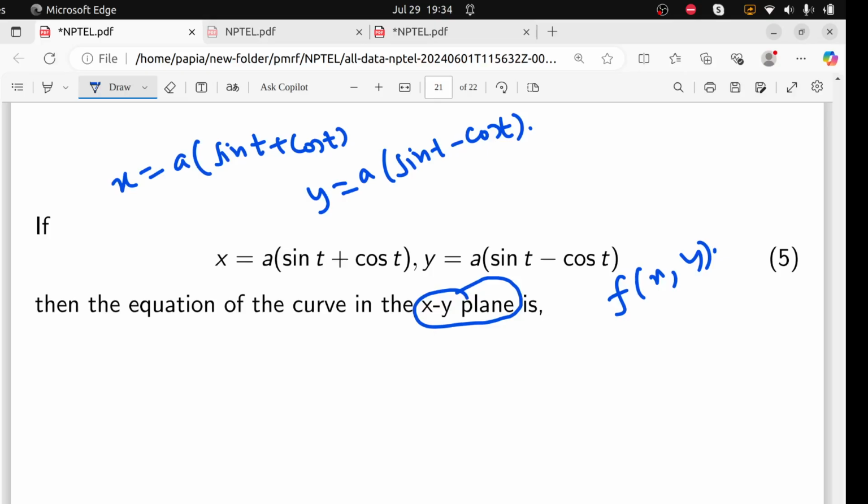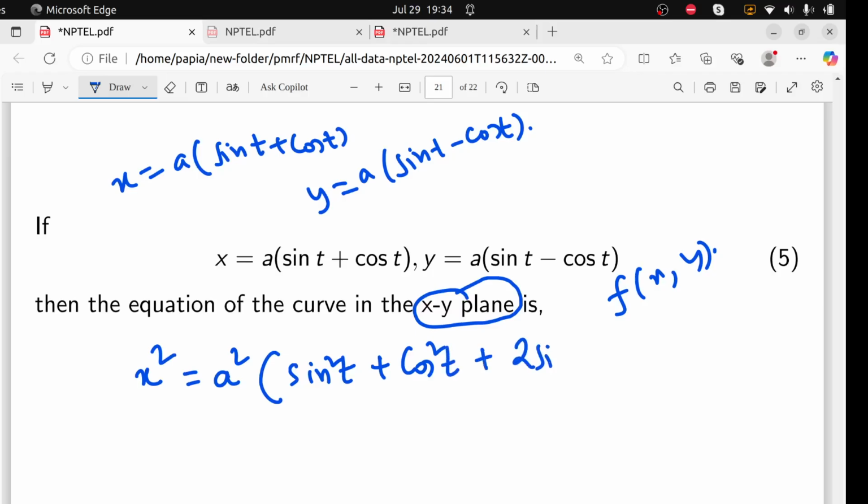One way I can do it is to square x. So what will be the value? a square (sin square t plus cos square t plus 2 sin t cos t). I hope all of you know these things, (a plus b) whole square is a square plus b square plus 2ab. Now, sin square t plus cos square t. Can anyone tell me what is the value of sin square t plus cos square t? 1. Yes. So I can write it like that.